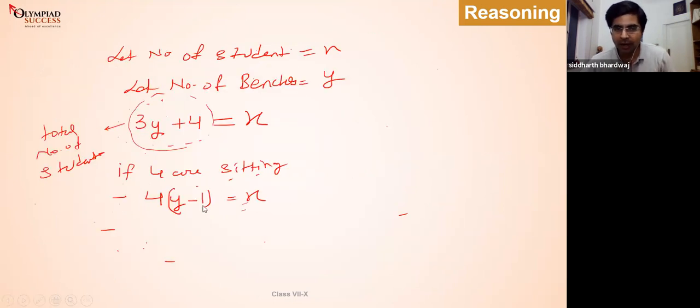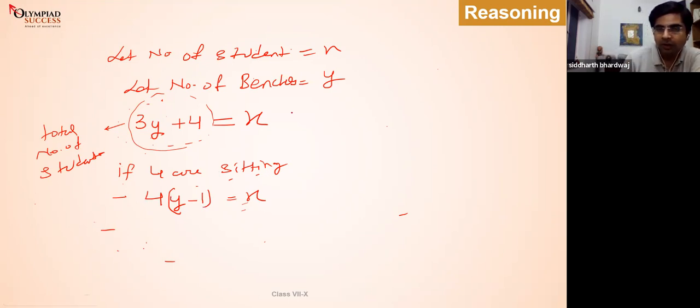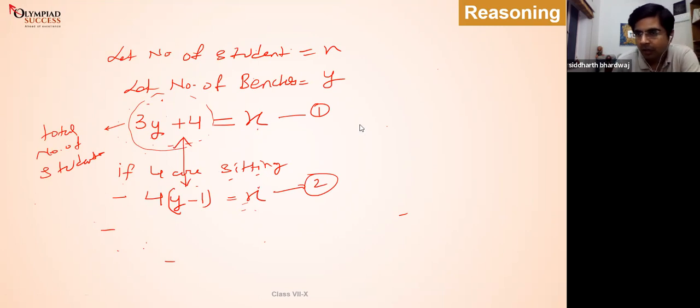So if you remove it, y minus 1 benches remain, and everybody still finds a place because 4 are sitting on each bench. Now the total number of students is 4 times y minus 1. But again, this should be equal to x. Understood? If you call this equation 1 and this equation 2, this side is x and this is also x. That means if these two are the same, these two should also be the same. So let's equate them.